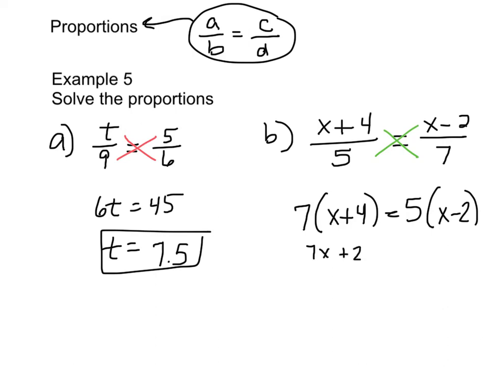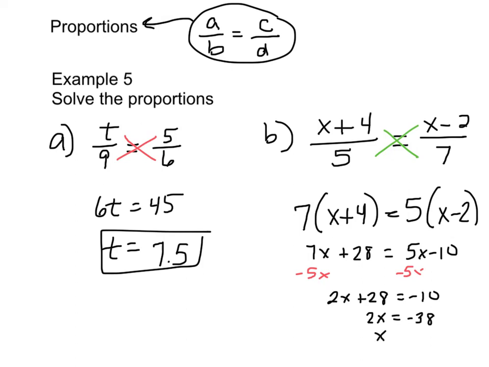7x plus 28 equals 5x minus 10. We now have to get the variable on one side, so I'm going to subtract 5x on both sides. And so that would give me 2x plus 28 equals negative 10. I now subtract 28 on both sides. That gives me 2x equals negative 38. Divide by 2, and that gives me negative 19. So my answer would be negative 19.